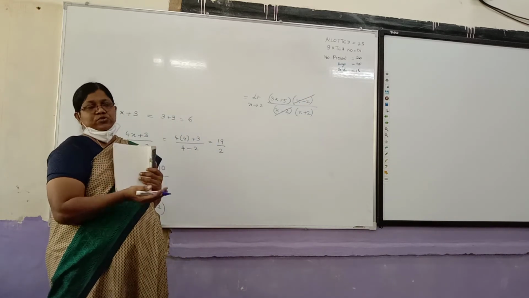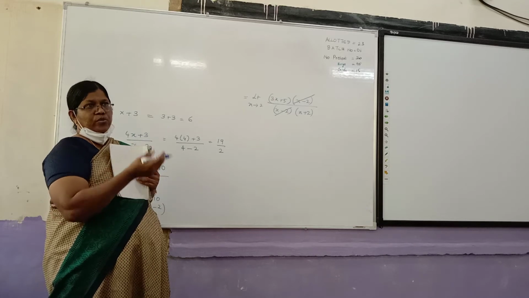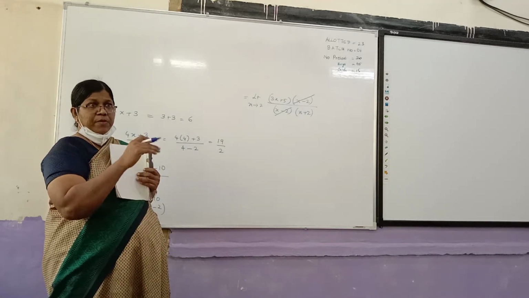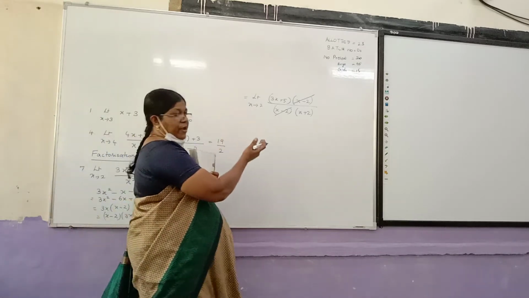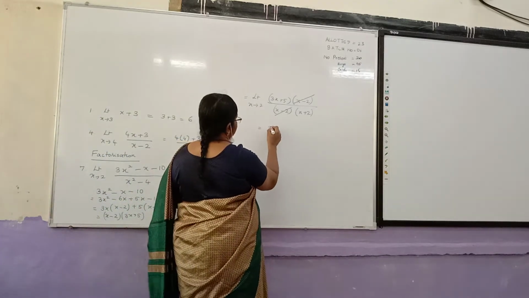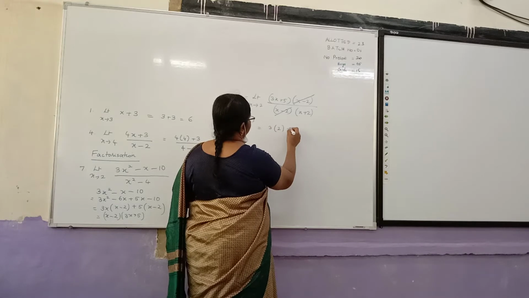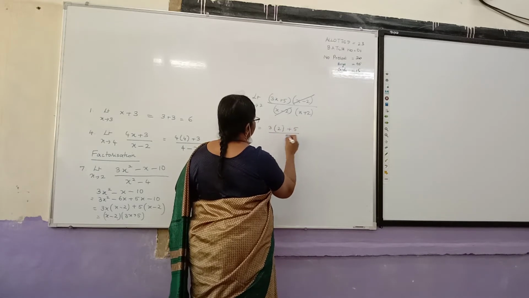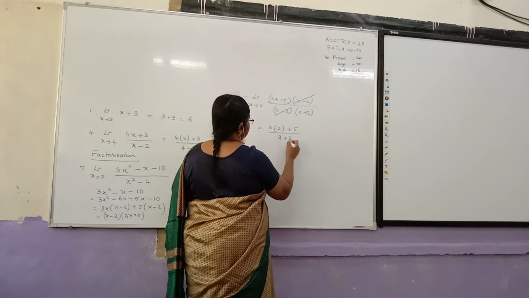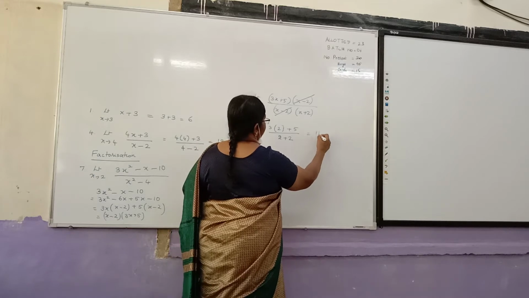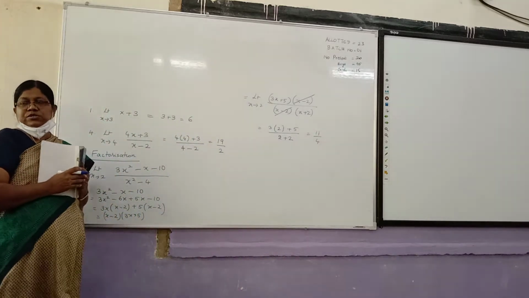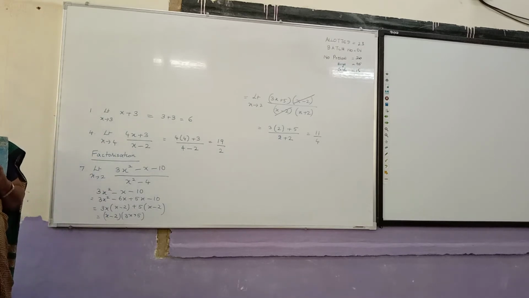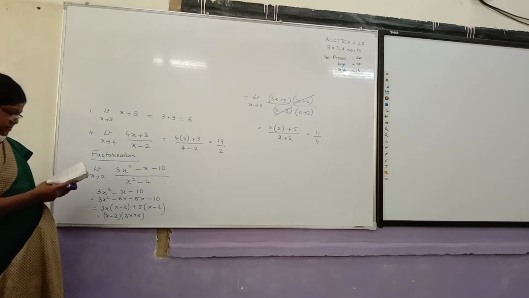Now you substitute. It won't come 0 by 0 form, because that x minus 2, which is 2 minus 2 equals 0, was the one hindering. So I'll get 3 into 2 plus 5 by 2 plus 2, so I'll get 11 by 4. 11 by 4. So this only is the factorization method.